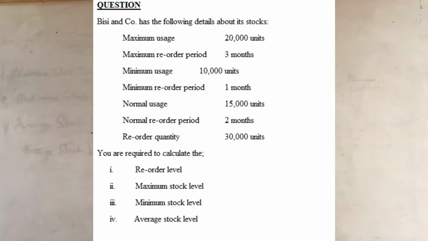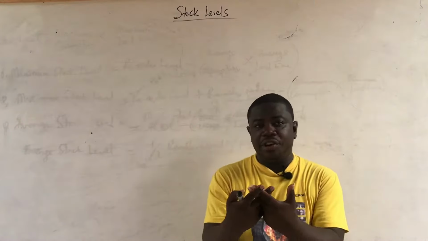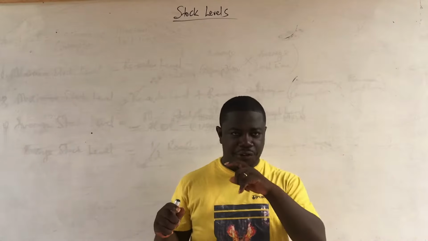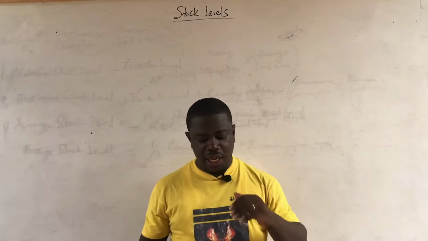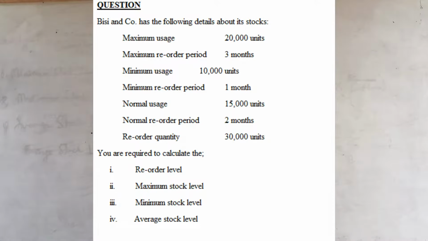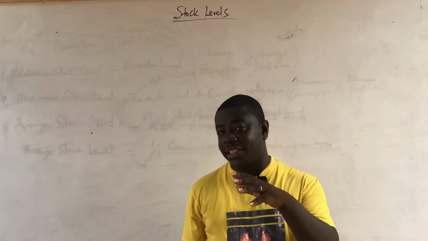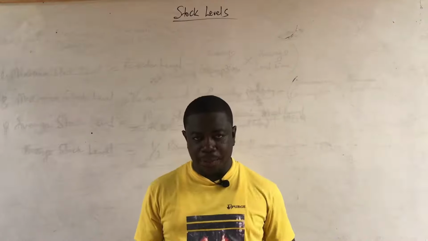Now, instead of saying average usage, they told us normal usage. And the maximum usage is 20,000, and then the minimum is 10,000. So if you want to find an average, 10,000 plus 20,000 will give you 30,000. If you divide by 2, that is 15,000. And that is exactly what they have given us as a normal usage here, 15,000 units. So because they are the same, there will be no confusion here.